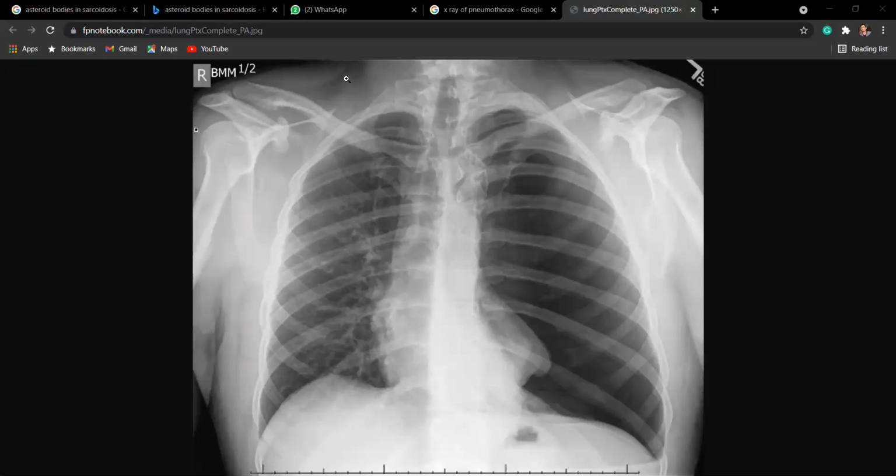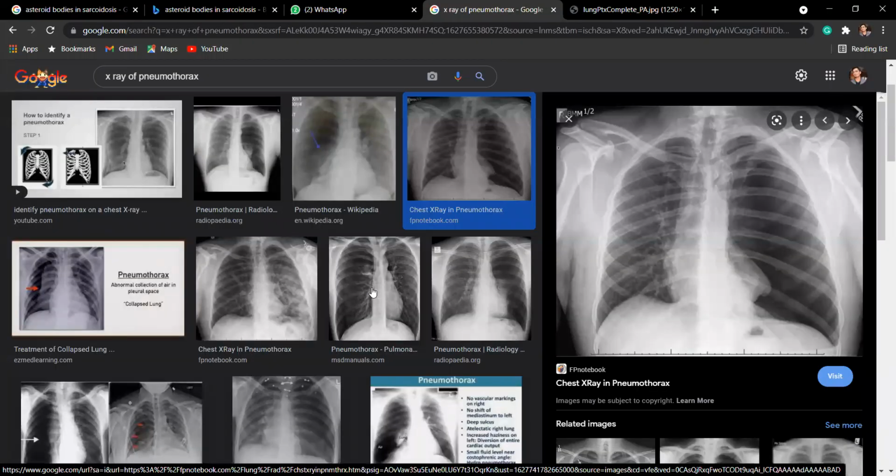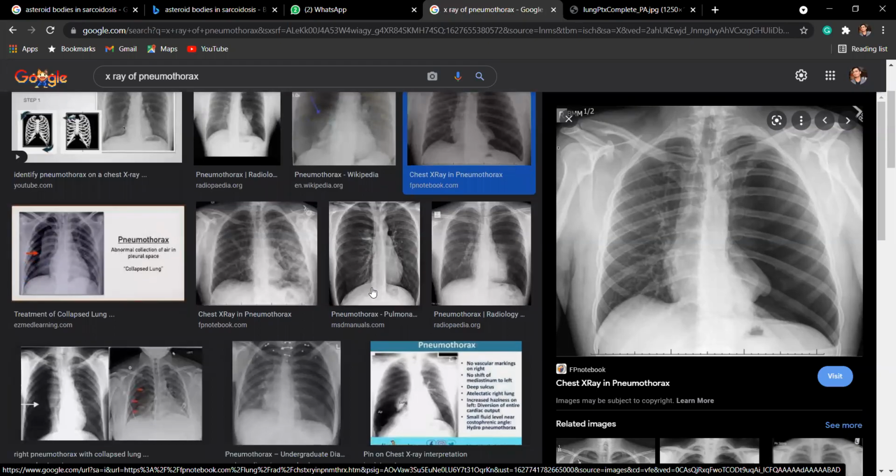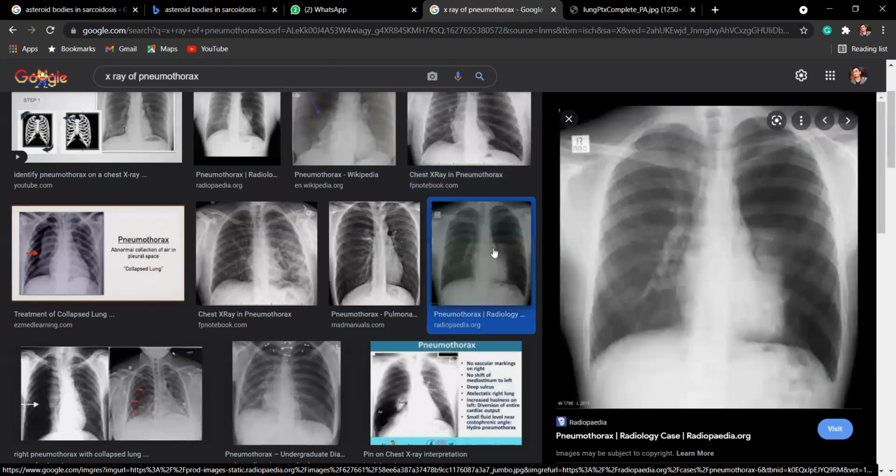Let me open another X-ray for you also, so you can have a better understanding. See this one again. After this line, as you can see here, you have no lung marking, right? While on this lung, you have all these blood vessels going everywhere. You have lung marking here, but no lungs there, so no lung marking again, right?